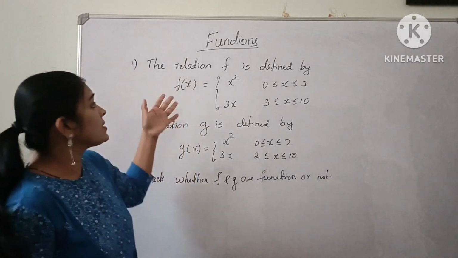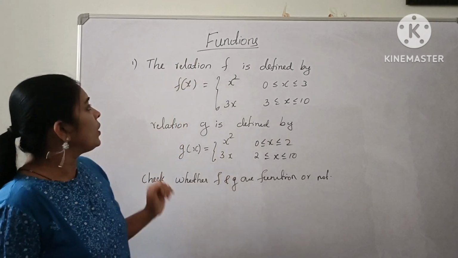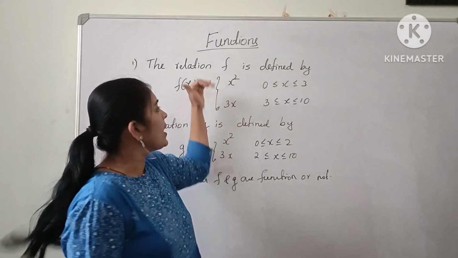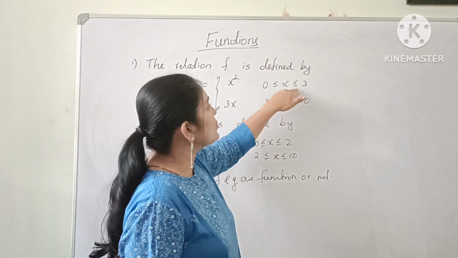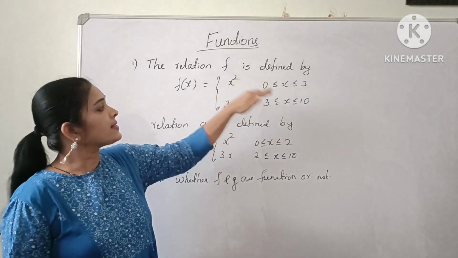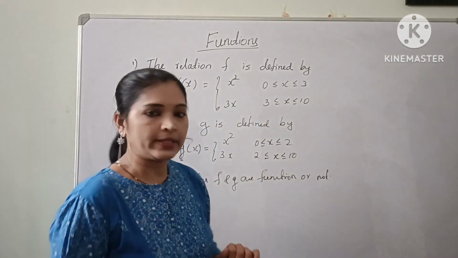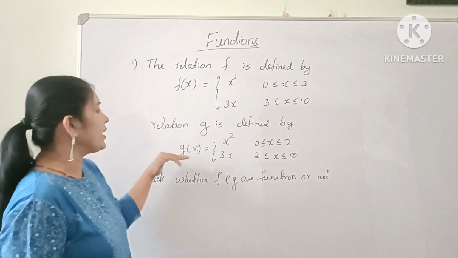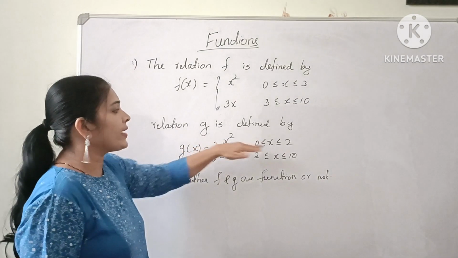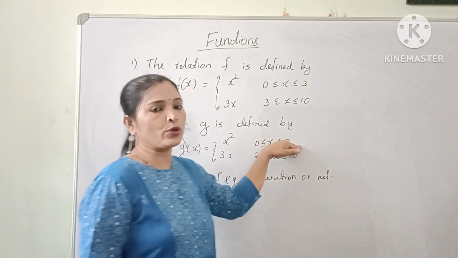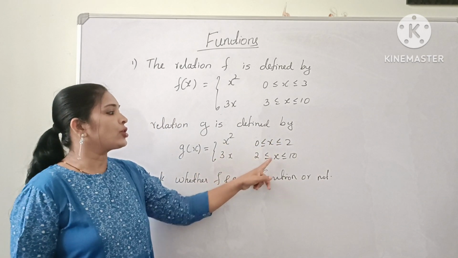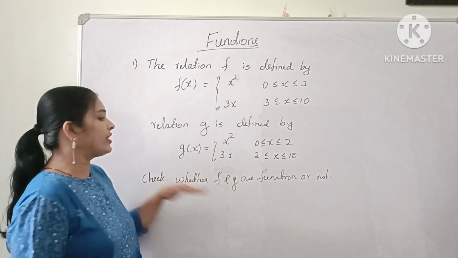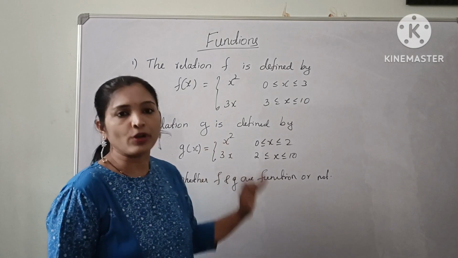Now let's go through some questions on functions. Okay, first question: the relation f is defined by f of x is equal to x square for 0 less than or equal to x less than or equal to 3, and 3x for 3 less than or equal to x less than or equal to 10. Another relation g is defined by g of x is equal to x square for 0 less than or equal to x less than or equal to 2, and 3x for 2 less than or equal to x less than or equal to 10. So here our question is, check whether f and g are functions or not.